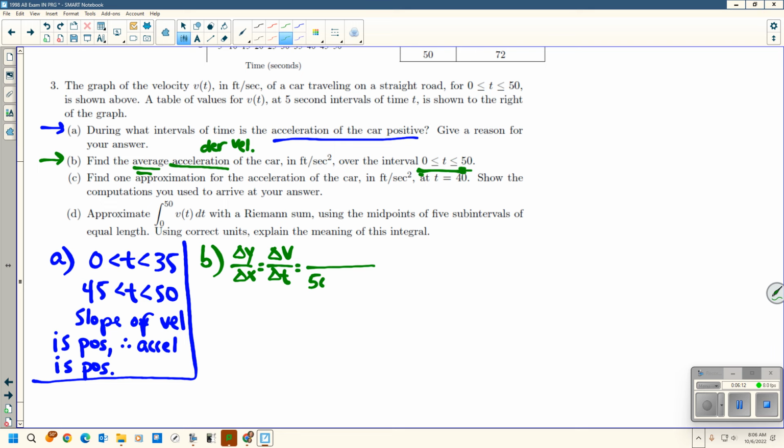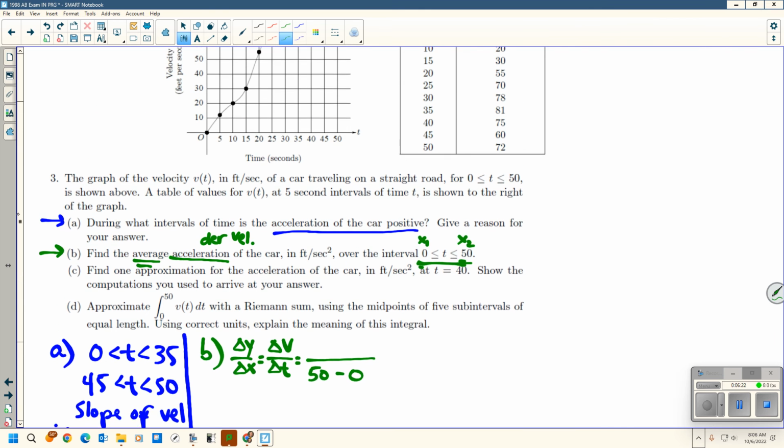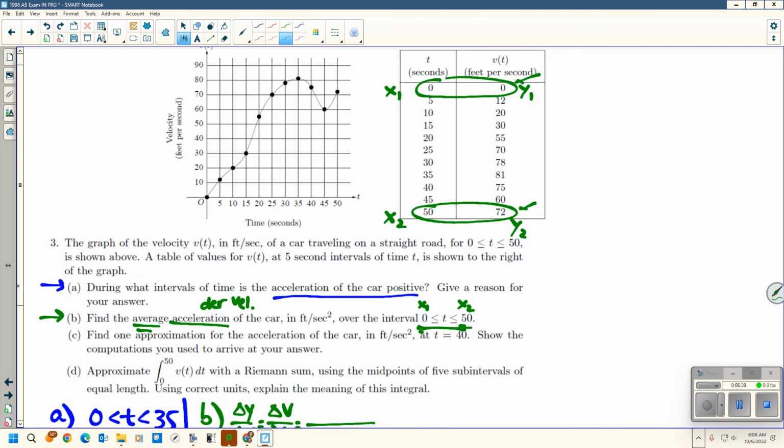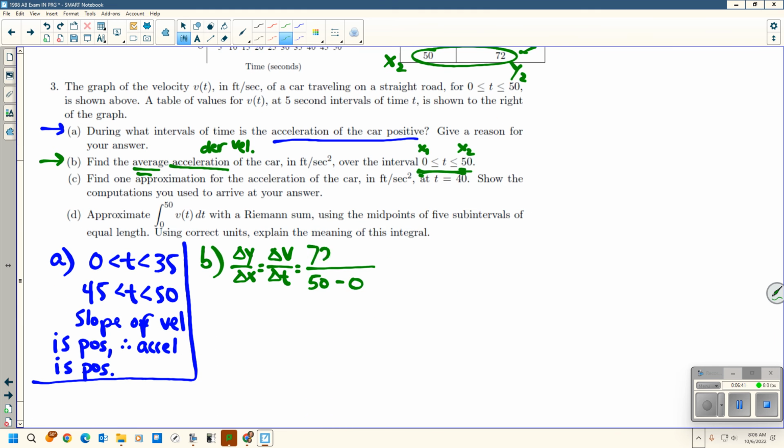So I take 50 subtract 0 for the bottom, because consider this like x1 and x2. Now I can go anywhere. I can look on the graph or the table. I'm just going to use the table. If this is x1, this is y1. If this right here is x2, this is y2. So my y's are going to be 72 minus 0. So I end up with 72 over 50.